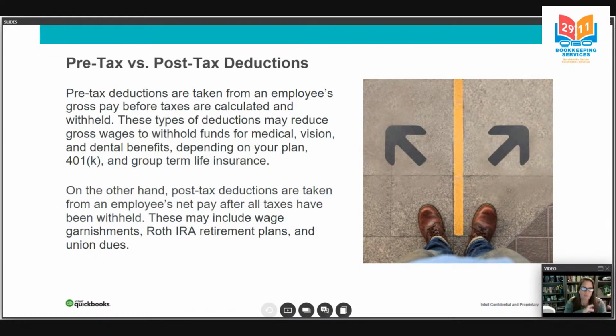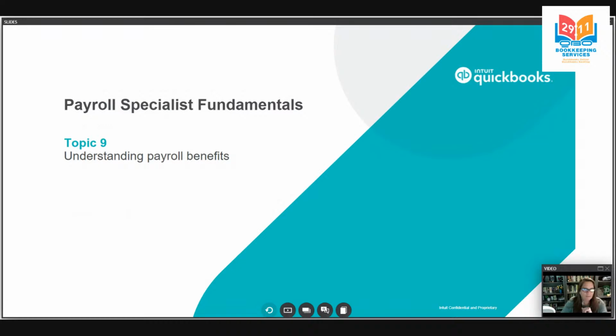Pre-tax deductions are taken from employee gross pay before the taxes are calculated and withheld. It could be things like benefits, 401k, group term life insurance. Post-tax deductions are taken from an employee's net pay after all the taxes have been withheld. This is going to include maybe any Roth IRA, union dues, or those wage garnishments we just talked about.